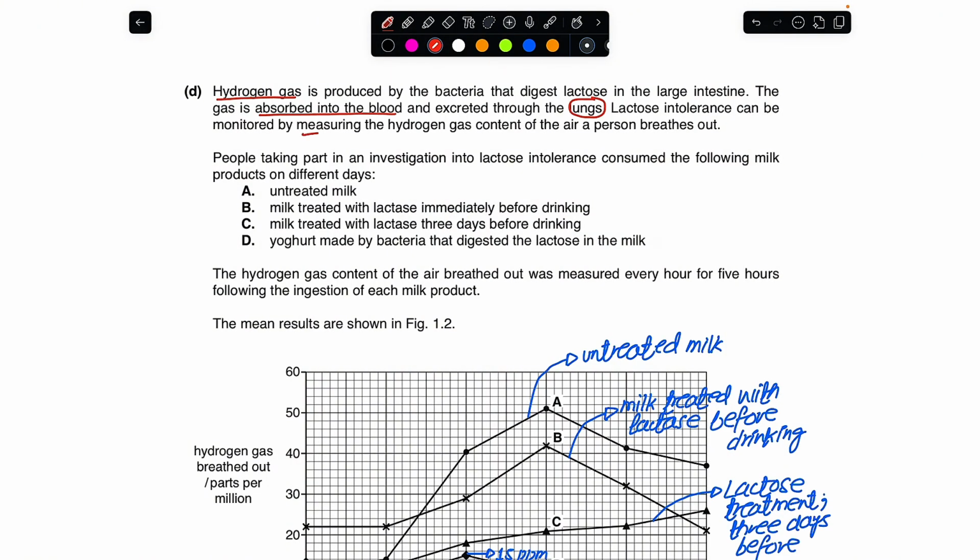By measuring this hydrogen gas content that is exhaled or breathed out, we can see how severe the lactose intolerance of the person is.